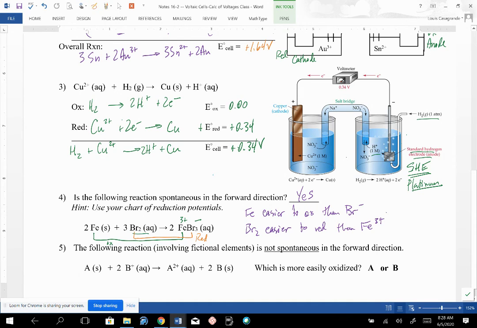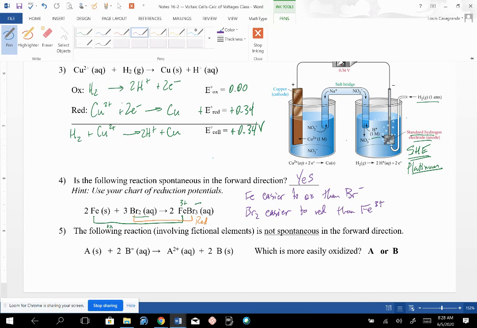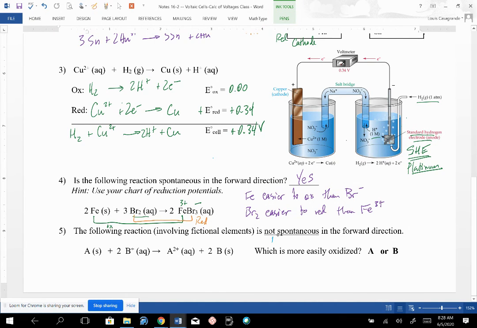All right, last thing. You can apply the ease of oxidation without even knowing the potentials. I'm going to tell you that the following reaction with fictional elements, that's not boron, that's a fictional element B, is not spontaneous in the forward direction. But what that means is that it is spontaneous in the reverse direction.